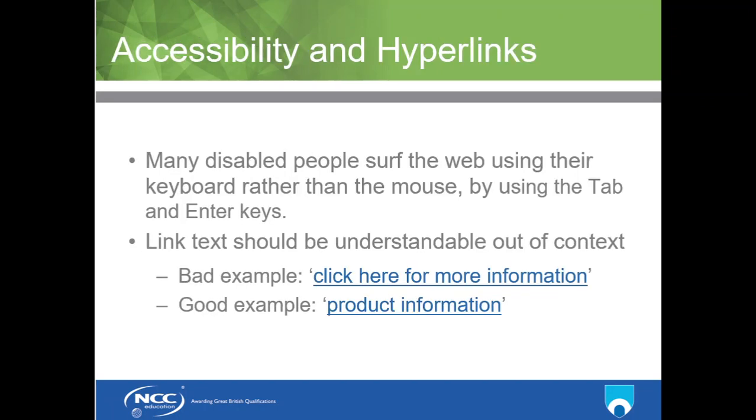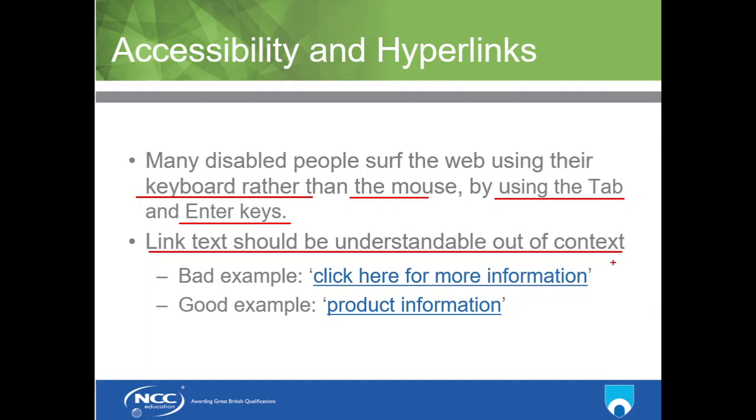Okay, accessibility and hyperlinks. Many disabled people surf the web using the keyboard rather than the mouse. So they normally use the tab and enter keys to click on certain links. Now, the link text, number one, should be understandable out of context.